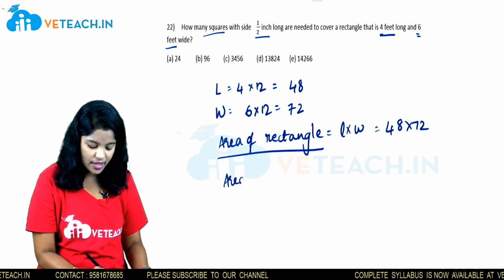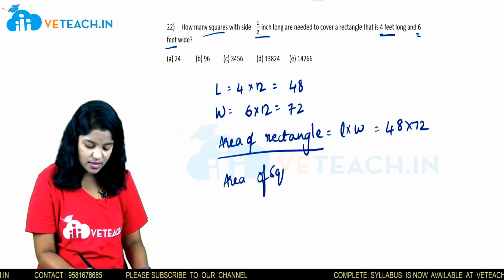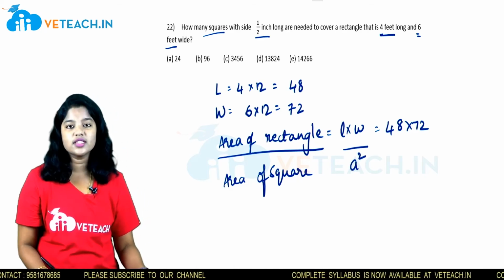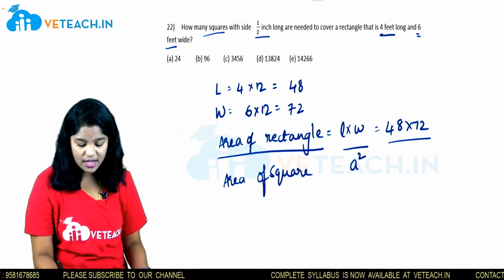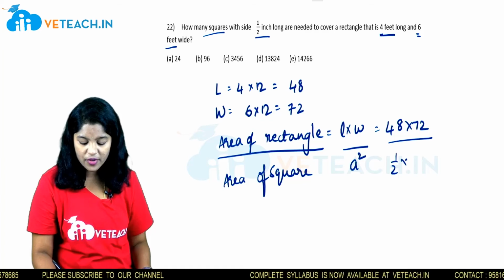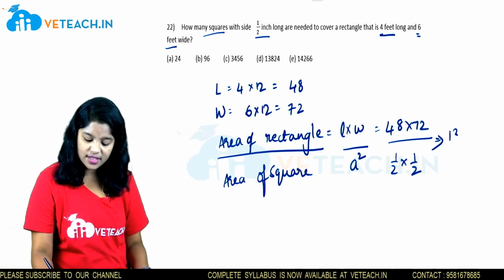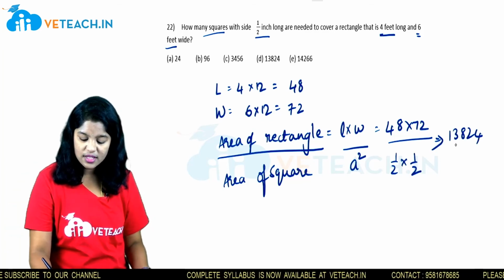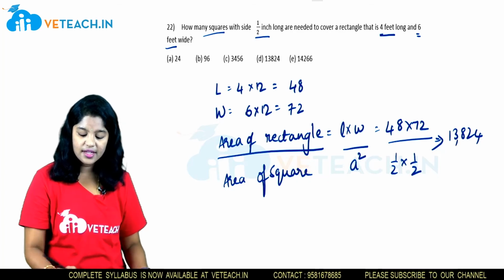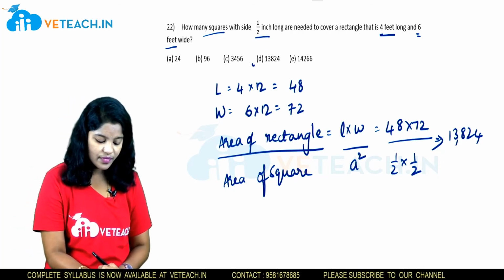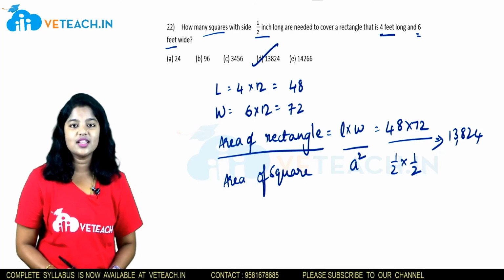Similarly, divided by area of square. Area of square is equal to a square or s square, that is side into side. That is nothing but half inch into half inch. So this is equal to 13,824 inches. So option D is our correct answer.